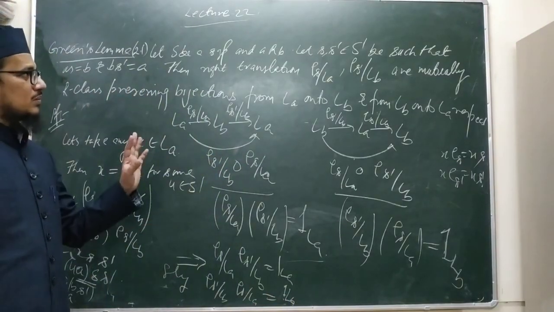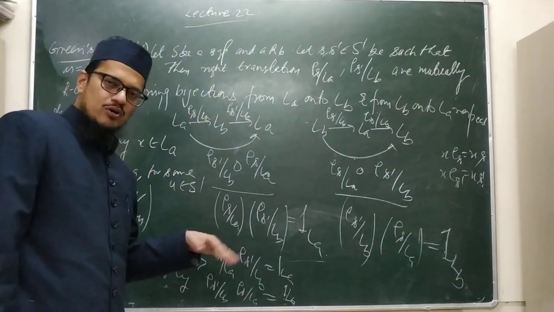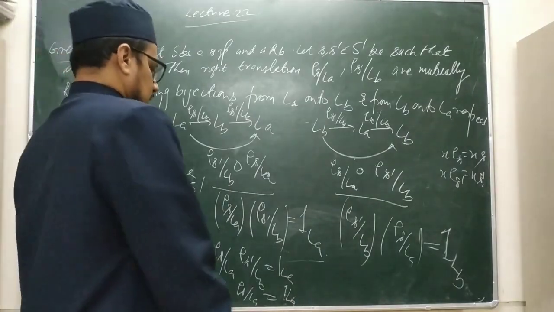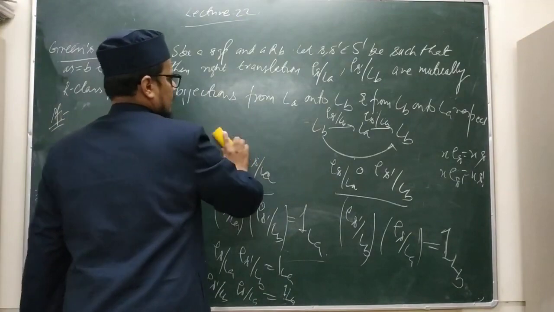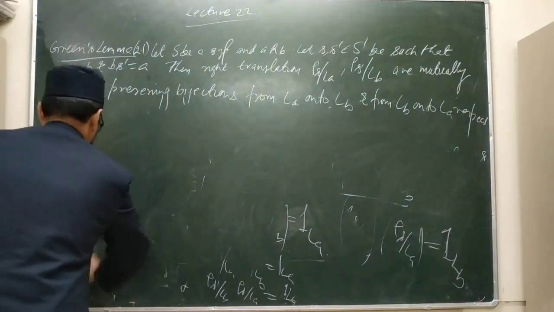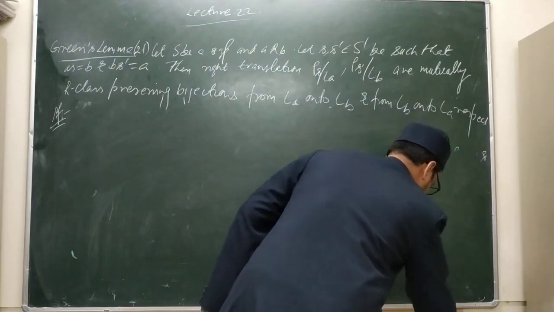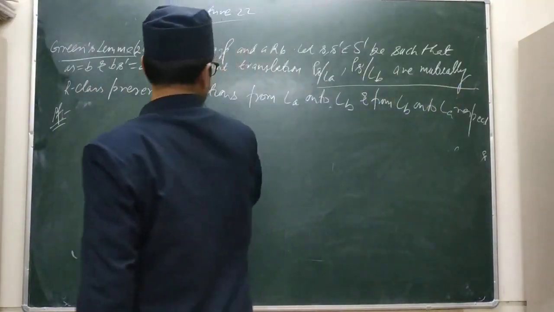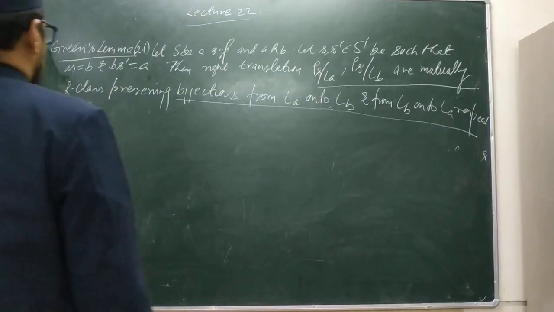So in this way we have proved that both rho s by LA, right translations rho s by LA and rho s dash by LB are mutually bijections from LA onto LB and LB onto LA respectively, correct? We can write, so write by yourself. Thus, rho s by LA and rho s dash by LB are mutually bijections from LA onto LB and LB onto LA respectively.